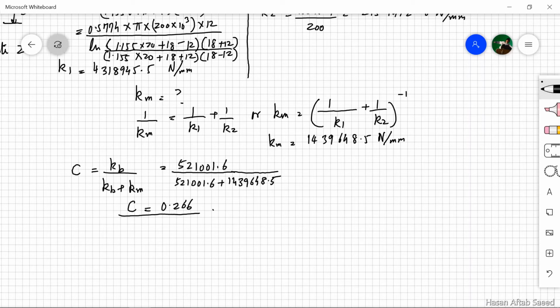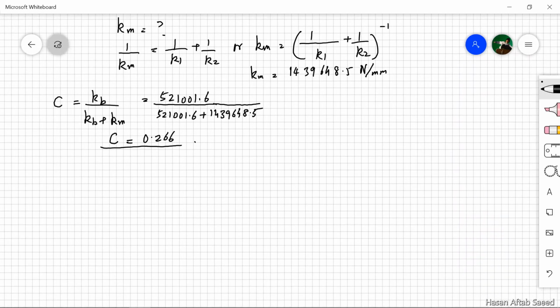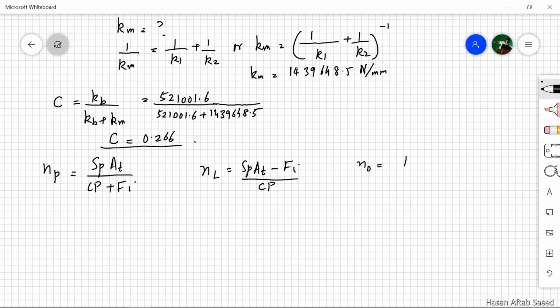This is an important number. Let's take up the three factors of safety. First of all, yielding factor of safety, NP. So recall the formula, SPAT over CP plus FI. The other one is NL, SPAT minus FI over CP, and the third one, N0, is equal to FI over P1 minus C. Now we have the value of C with us. We also have the value of AT.